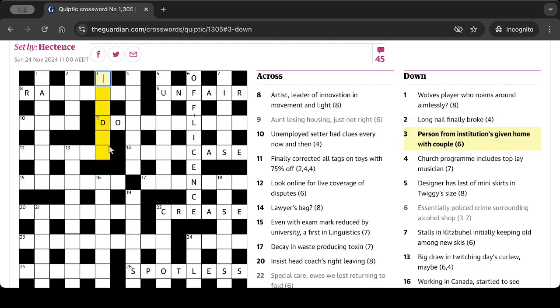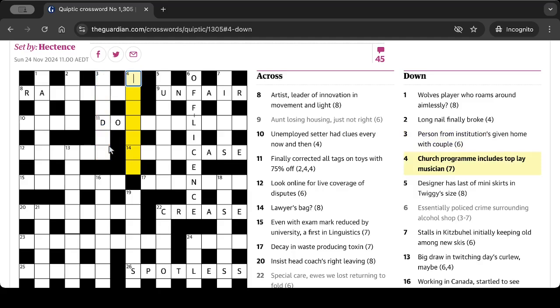This one I'm making an assumption that 11 across starts with D. That might be wrong, so I might take that out. Person from institution, given home with couple. So who would a person from an institution be? Maybe like an inmate or a doctor. Given home, home could be in. Couple could be pair. There's a few different things here. So again, doesn't feel like the easiest one.